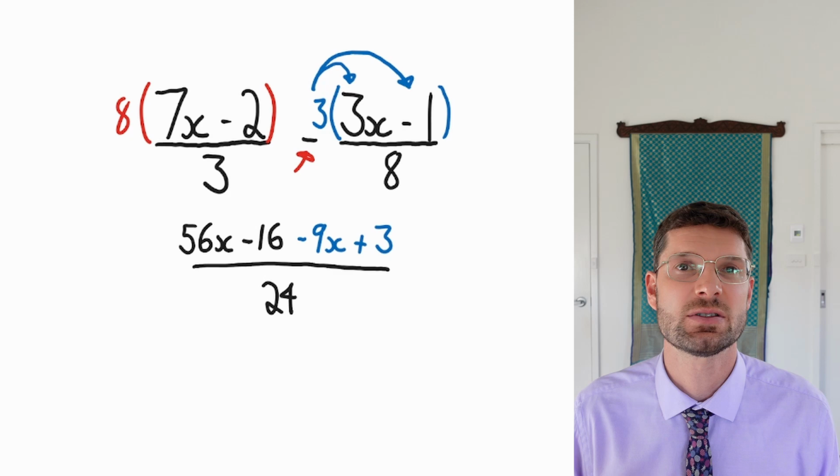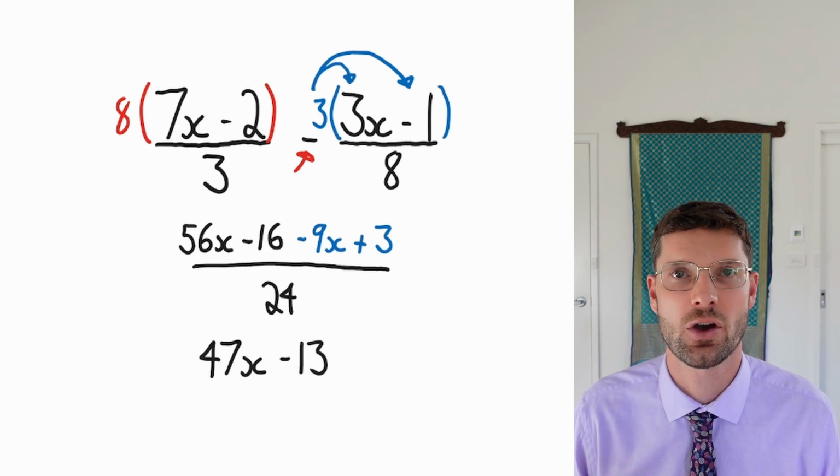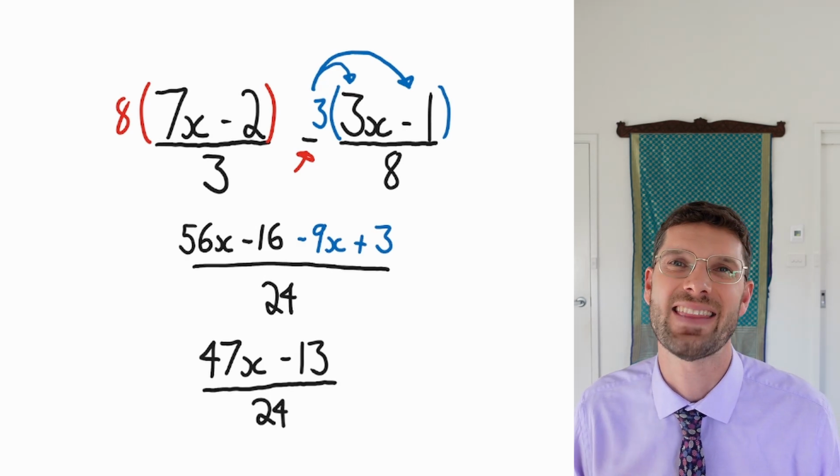Then we've got to collect our like terms. So 56x minus 9x is equal to 47x. And then we've got negative 16 plus 3, so negative 13, all over 24, and that's our final answer.